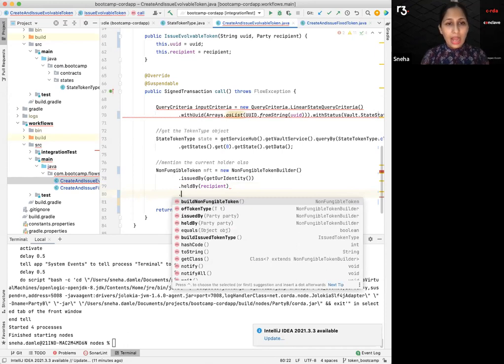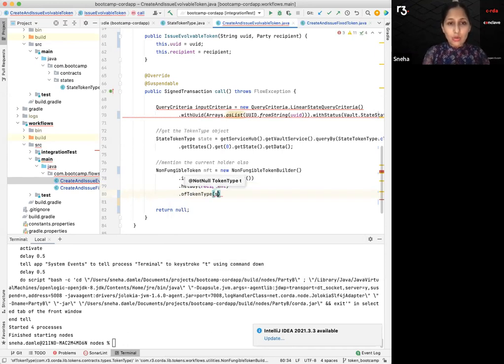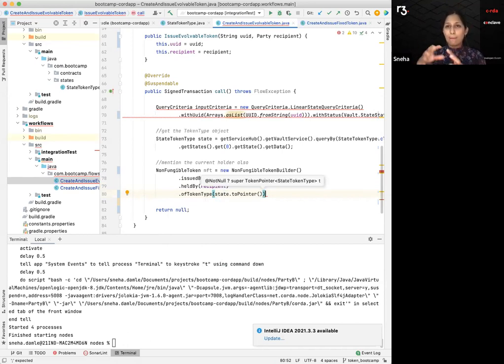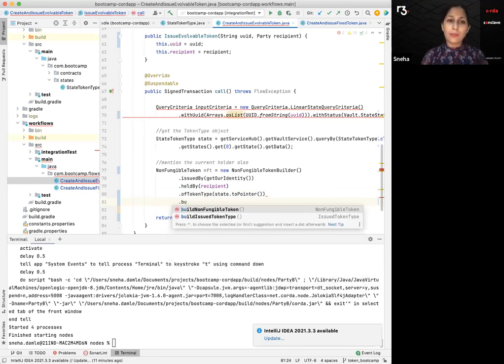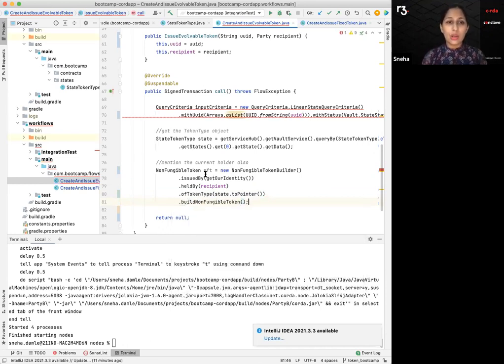Finally, once we know who the current holder is, we also need to tell the builder what the base token type for this particular token is. And my base token type is the state. As I mentioned, we need to specify the pointer, and we do not wish to embed the state directly. We wish to embed the pointer inside the token. And that's really it. These are the three things you have to provide: who the issuer is, who the current holder is, and what kind of token this is, for which we specify the base token type. Once you've done this, I simply call build non-fungible token, and that will give you a non-fungible token.